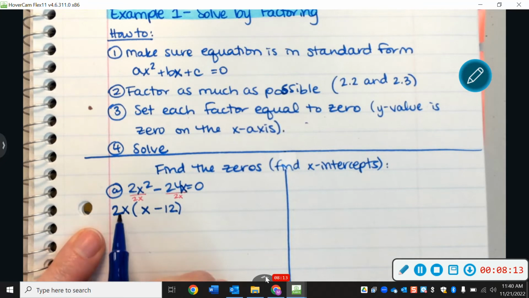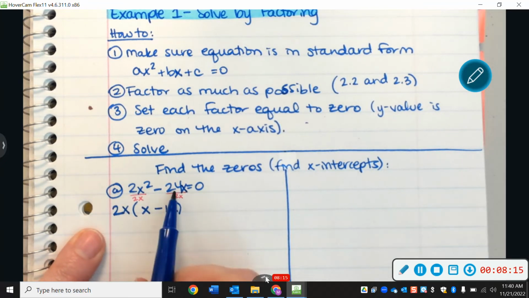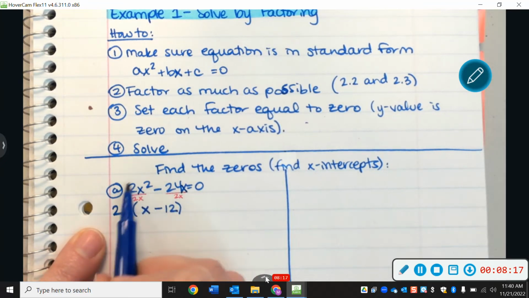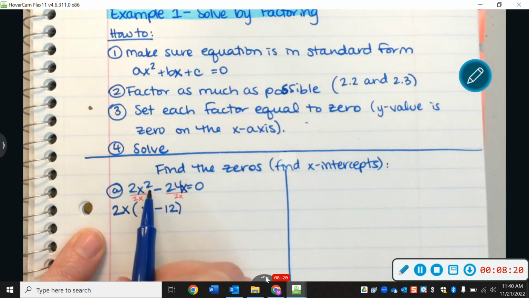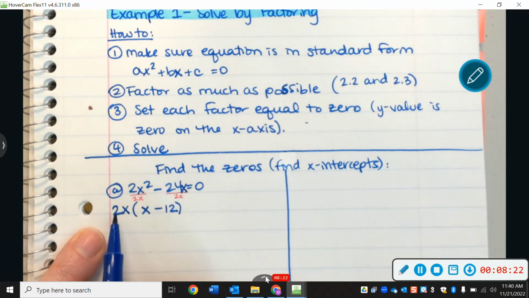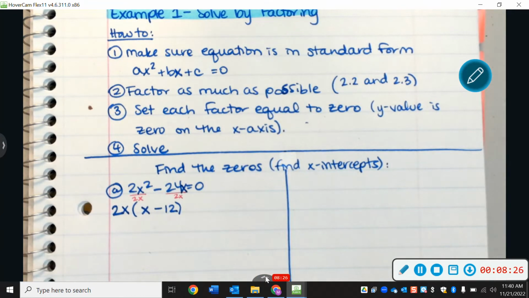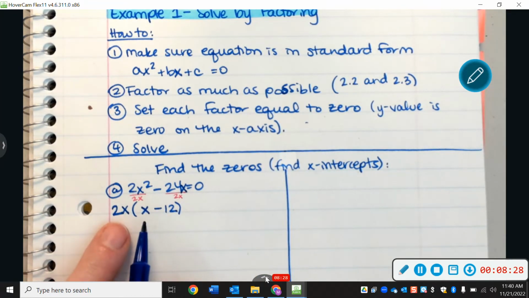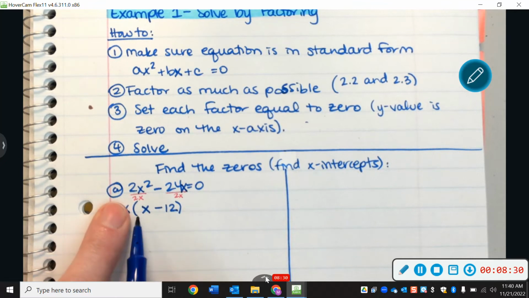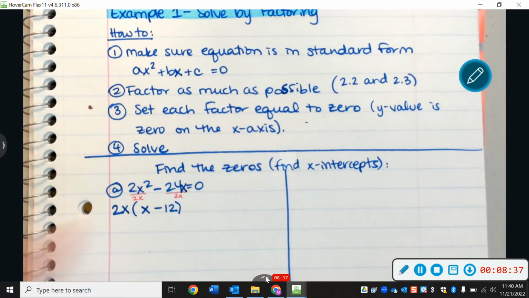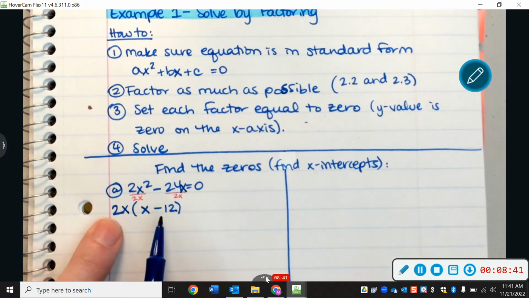I'll know this is right if I can distribute back out and get these 2 terms. So 2x times x is 2x squared. So that is definitely right so far. 2x times negative 12 gives me negative 24x. So that's also correct. And I'm noticing that these things are not going to factor further. If I look at what's in the parentheses, this is no longer squared, so it's no longer a quadratic, and it only has 2 terms. So this is an example of one where it can't factor further after taking out the greatest common factor.